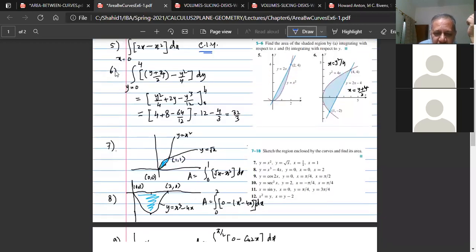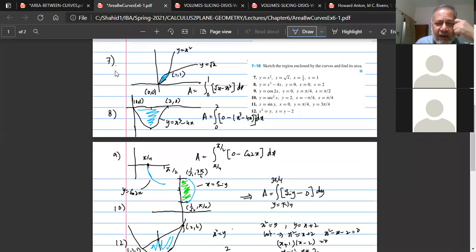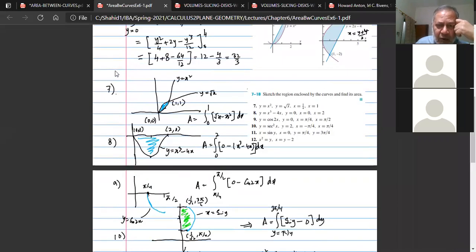So then we come to the problem where somebody was worried that when the region is not given and the graph is not drawn, then what will happen. So that is question number 7 to 18. Look at question number 7.